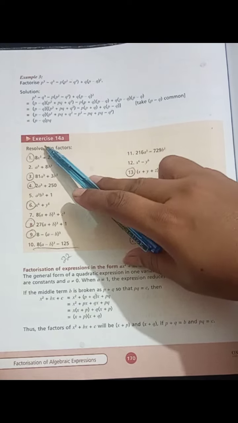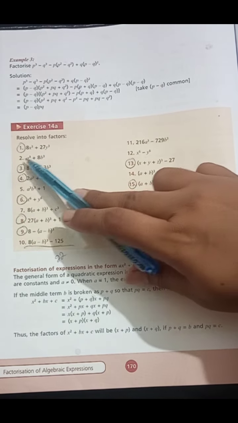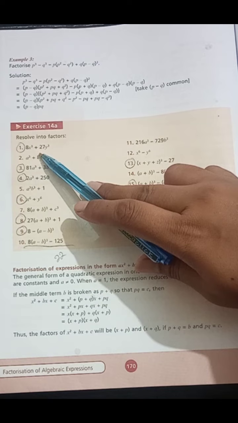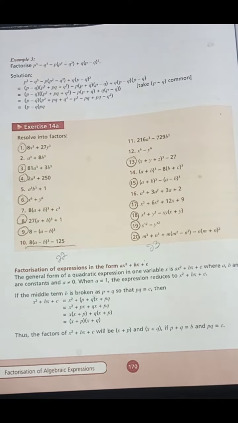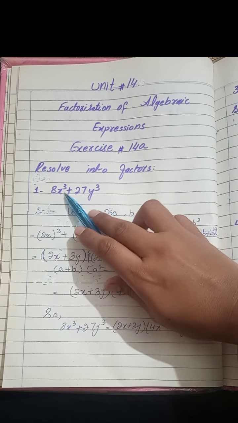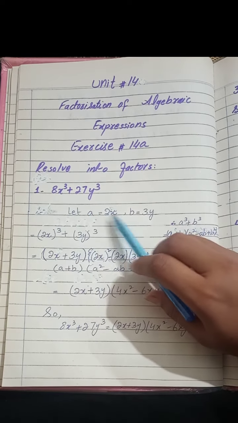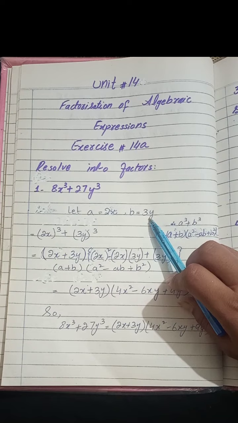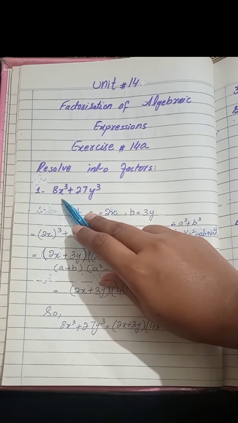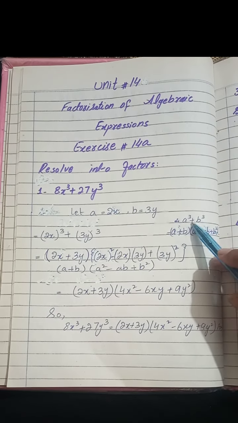Now we start exercise 14a, resolve into factors. The first question we have 8x cube plus 27y cube. Let a be 2x and b be 3y. So students, we have a cube plus b cube.